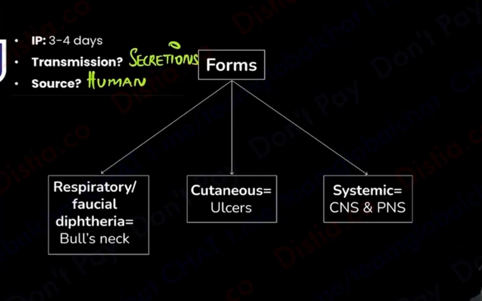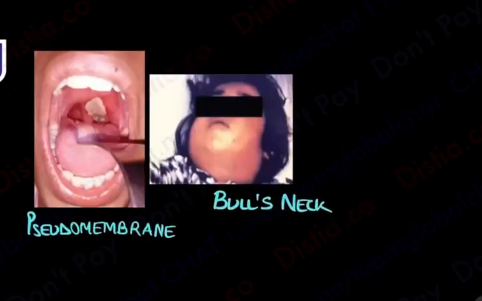So what are the different forms of diphtheria that we have? The most common form is the respiratory or the faucial diphtheria. Let me show you a picture of this respiratory or faucial diphtheria. You can see there is a pseudomembrane present in the soft palate and the mouth region. That is why we said it is respiratory. If it's present over the larynx or the soft palate, it can cause a problem in respiration. So this is the respiratory or the faucial diphtheria.